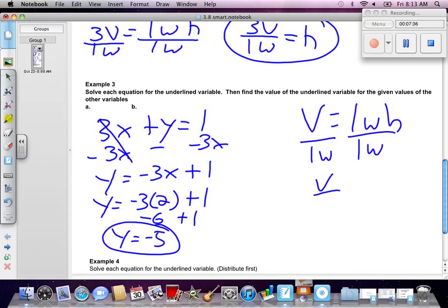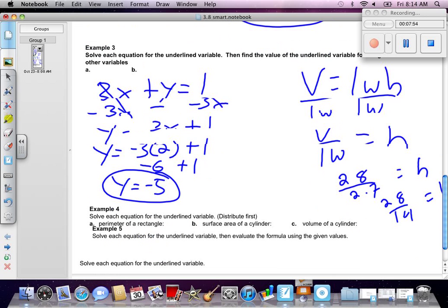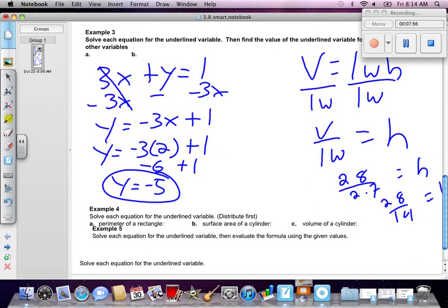Okay, so we were left with V over LW equals H. Then we're simply going to plug this in. We're going to say 28, because that's V, over 2 times 7 equals H. So we get 28 over 14 equals H. So what does H equal? H equals 14 goes into 28? Done.